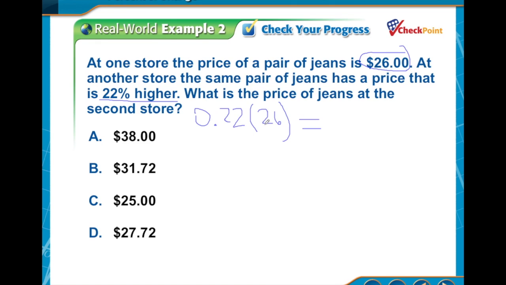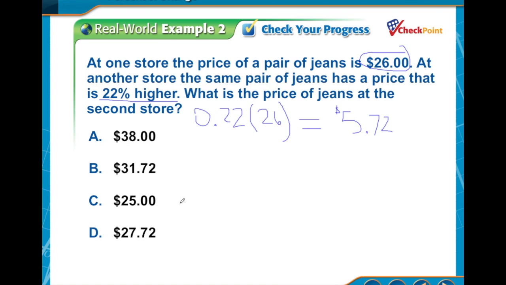And $26 times 0.22 should be $5.72. So that's the extra 22% difference at the other store. It's more expensive at this store. So this is that 22% increase. Now we want to answer the question, what is the price of jeans at this second store?